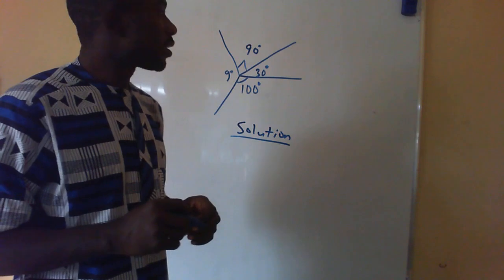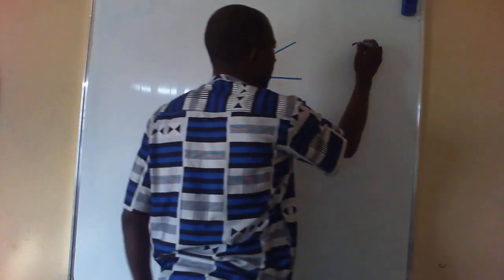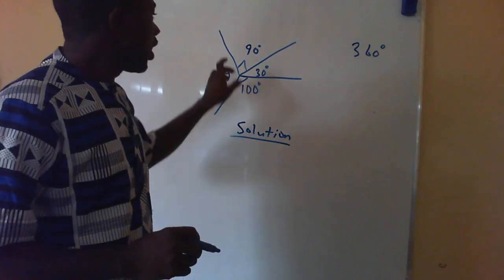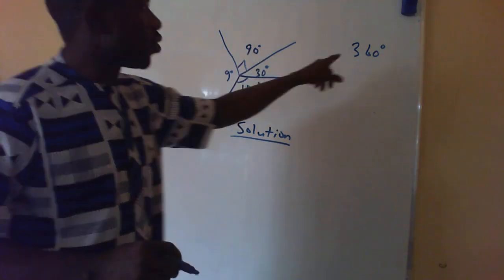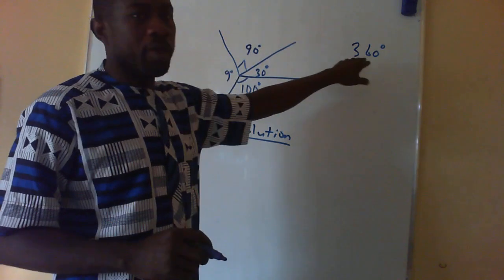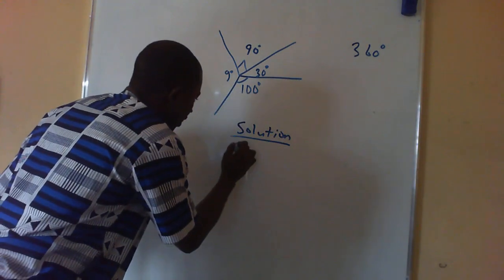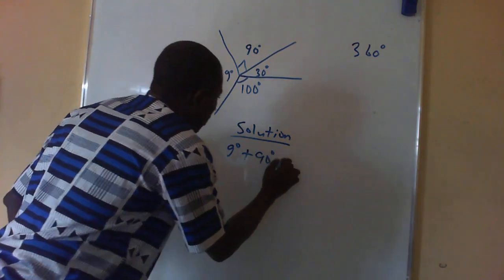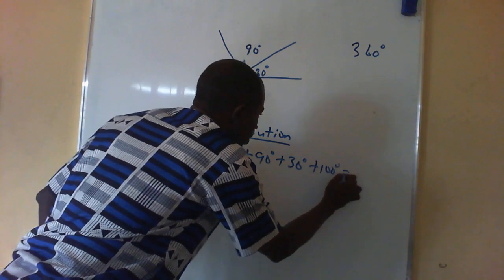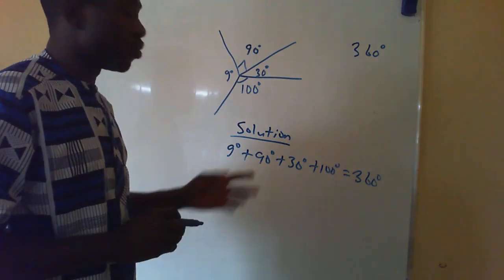That law says the sum of angles meeting at a point is equal to 360 degrees. What they are trying to say is that if you add all these angles together, you go get 360 degrees. So the sum of all these angles will be equal to 360 degrees. So we go write say G degree plus 90 degree plus 30 degree plus 100 degree is equal to 360 degree. So now wetin the law say make we do.